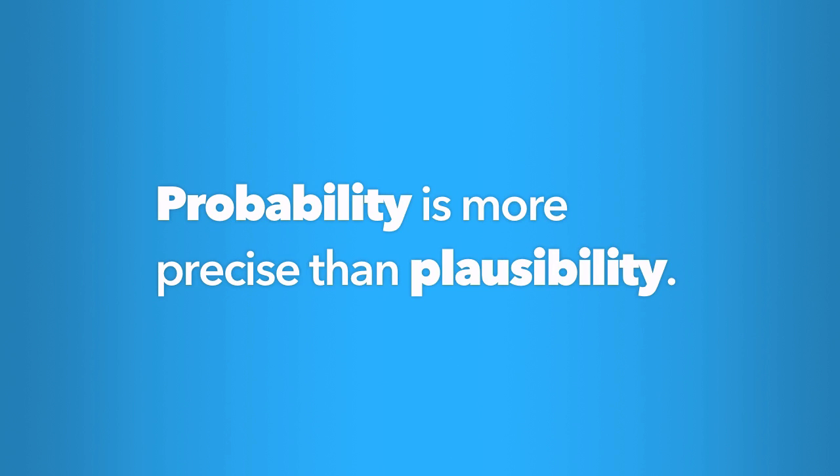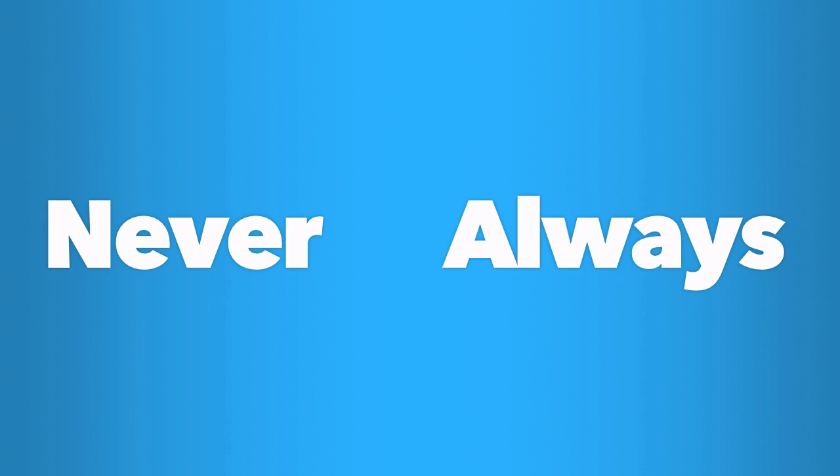You can think of probability as a more precise measure than plausibility. A highly plausible claim is something judged to be, A, possible, and B, reasonable. The plausibility of a claim can be measured at any point between never and always. In numerical terms, the probability of a claim being true can be any number between 0 and 1.